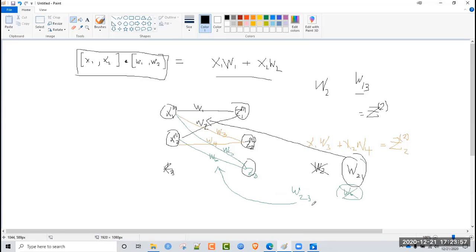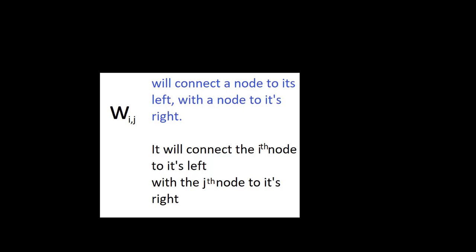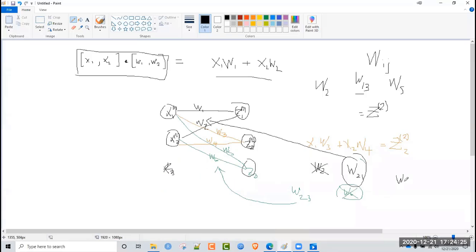So what does this one replace? W5. Why is it W5? Because it's from 1 to 3. It starts from X1 to Z3. So the notation I'm going to use is this. Wij is going to be what? Where's that going to be? So that's going to come from the ith node and go to the jth node. So this, W23, means what? We come from here and we go to 3. So this is where you're coming from, and this is where you're going to.